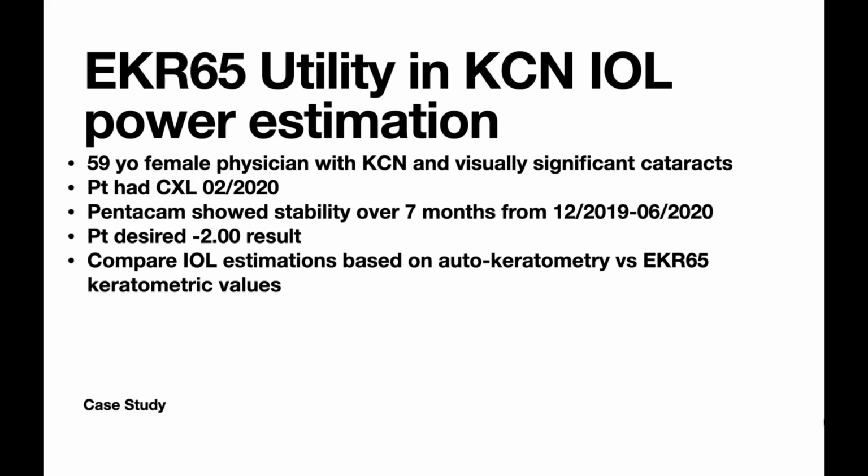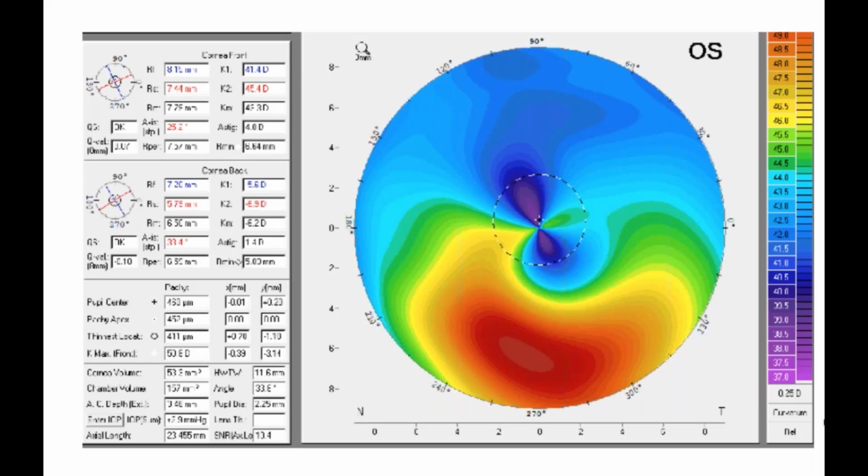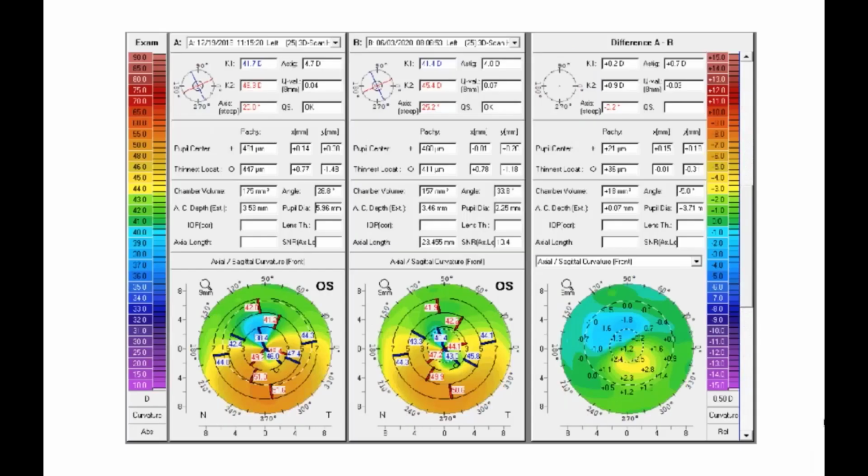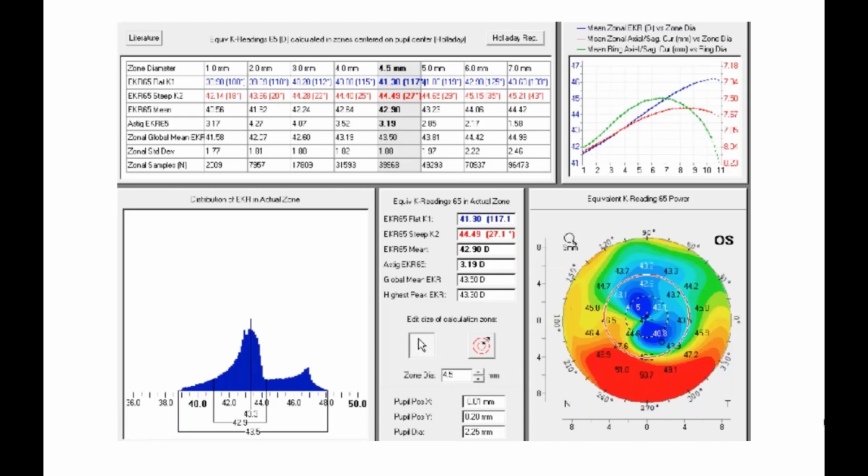So here's your basic Pentacam measurement, and you can see she has steepening inferiorly and about 4 diopters of astigmatism. She got cross-linked. There's before and after regression pictures showing that, if anything, she's flattening, but certainly stable. And here is the distribution in the EKR zone. You can see it's a broad, double peak here.